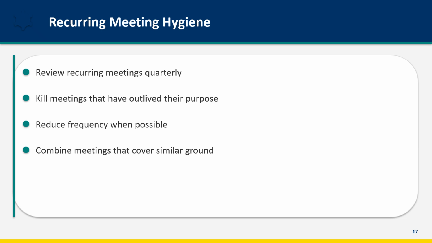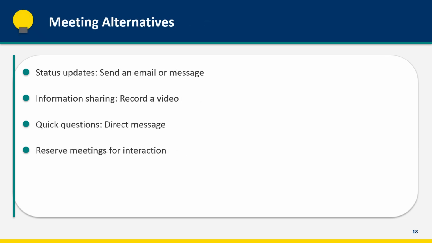Periodically clean them out. Not everything needs a meeting. Status updates can be sent by email or posted in a channel. Information sharing can be a recorded video people watch at their convenience. Quick questions can be handled through direct messages. Reserve synchronous meetings for things that actually require interaction: decisions that need debate, problems that need collaborative solving, relationships that need building. Meetings are expensive. Use them deliberately.